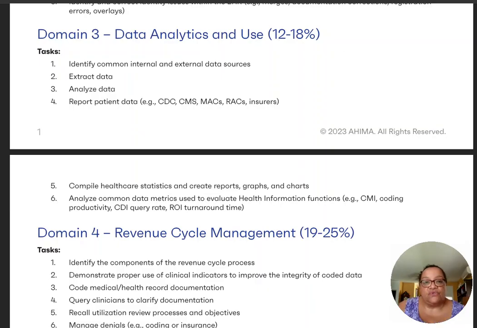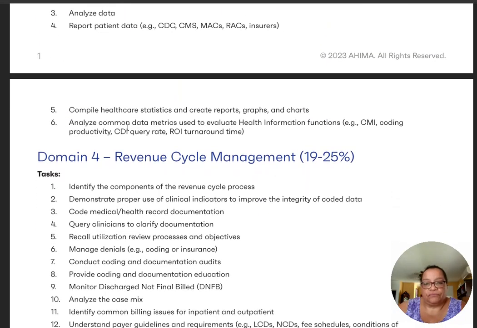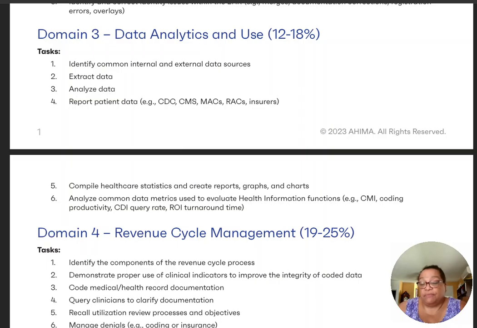Data analytics and use talks about external and internal data sources, analyzing data, reporting data. One of the things that could be in this particular arena is they may give you some information and ask you to identify perhaps what's the best graph or chart to be used to present that specific piece of data. The other element that's in this domain is doing statistics. Good news is they will give you the formulas. You do not have to memorize. When I took the exam many years ago, we had to memorize formulas.